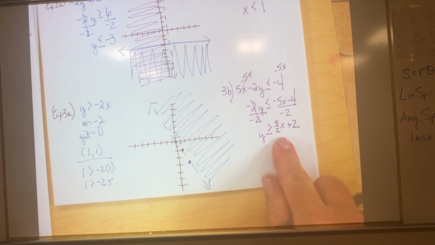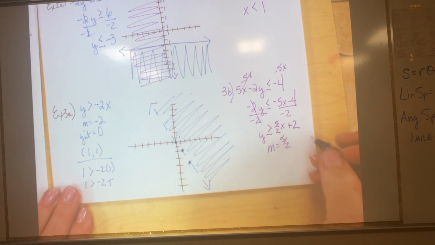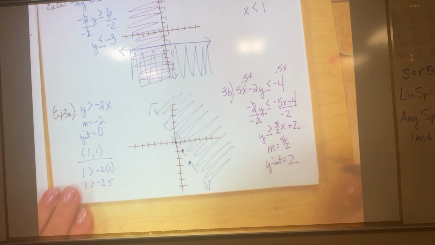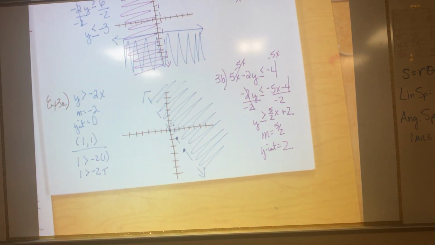Is this what y'all got? y is greater than 5/2 x plus 2. Did you flip your sign? Good. Do you think I'm going to test that on the test? Yes, probably am. Did you write your slope and your y-intercept? Okay, so my y-intercept is 2. Where does the y-intercept go? On the y-axis.